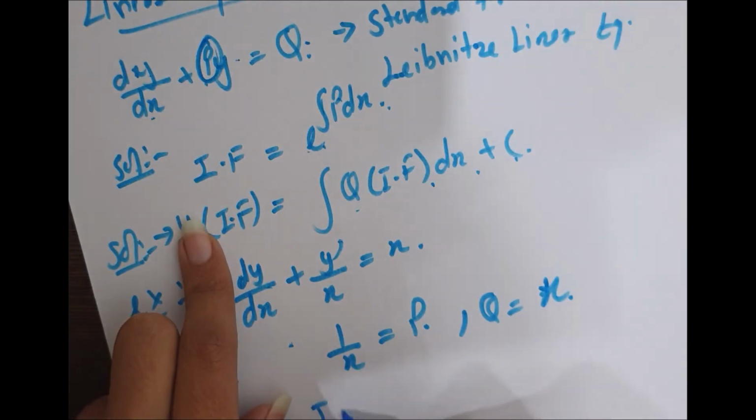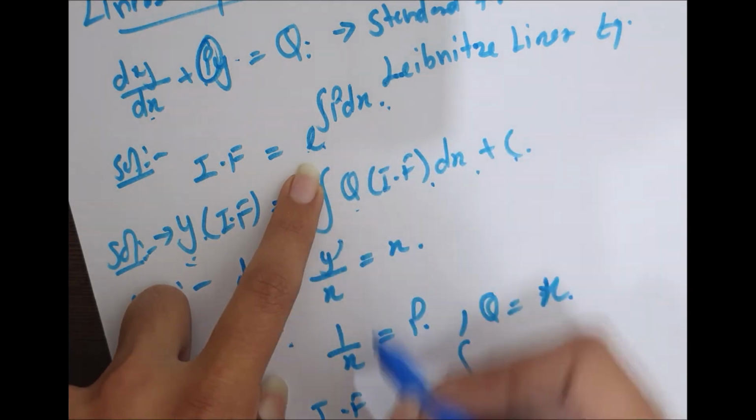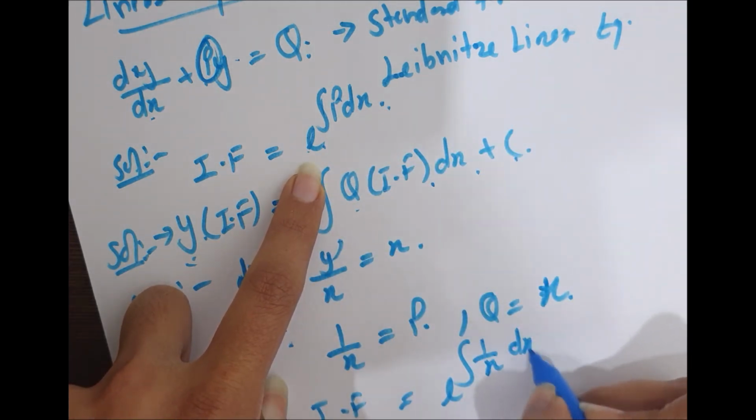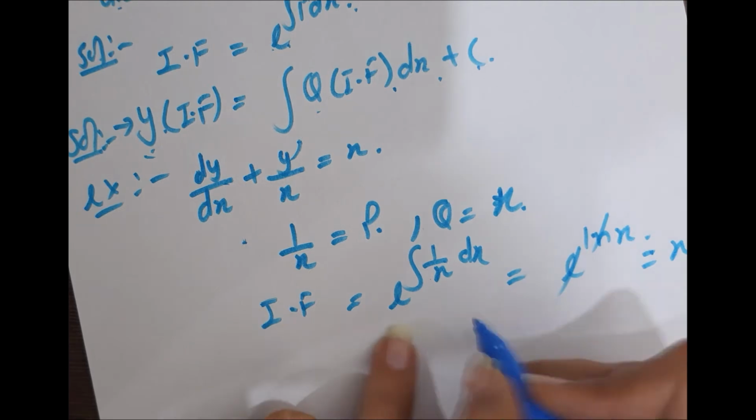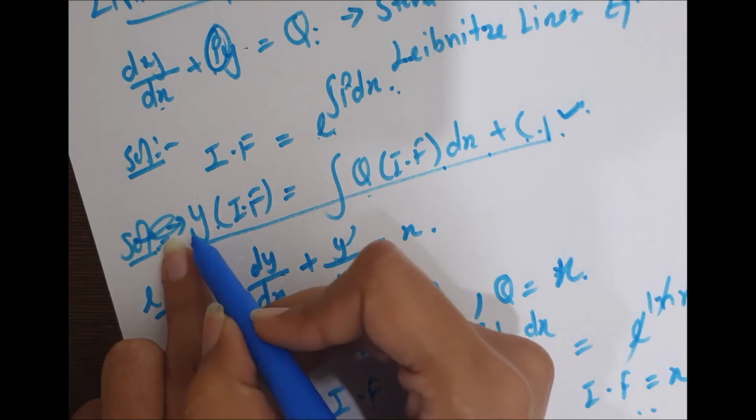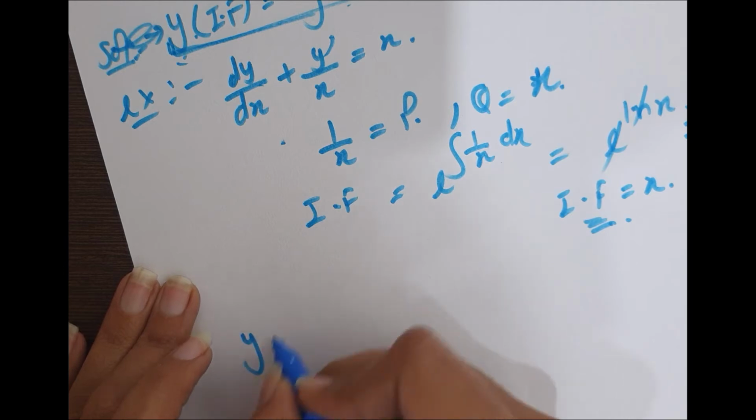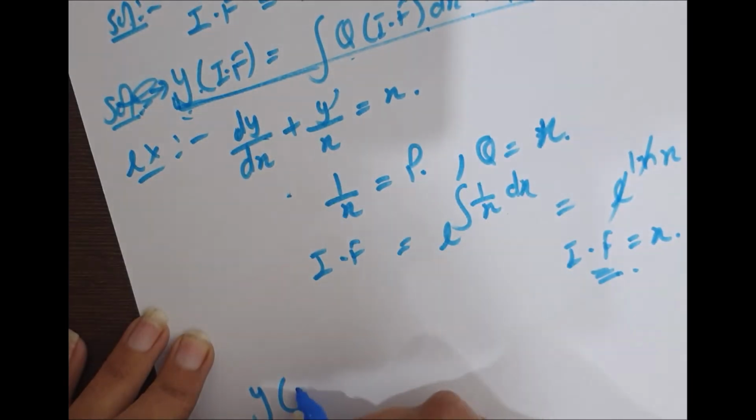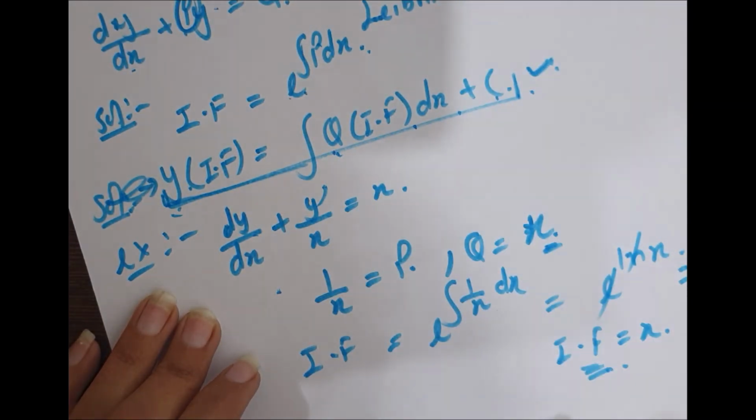What is integrating factor? That is exponential p dx. Here p is 1 by x into dx. Take integration, it will be ln. These both cut, and now integrating factor comes out to be x. Now to find solution of this linear equation, we have to put integrating factor in this form, that is y into integrating factor x is equal to integral of q is x, and integrating factor is also x into dx plus c.